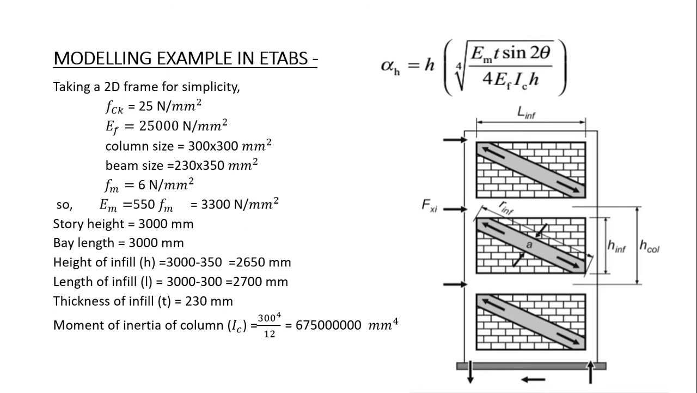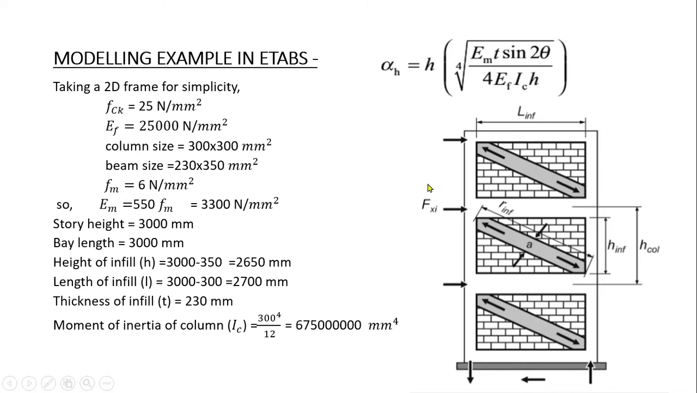We will take a 2D frame for simplicity in analysis and to understand the behavior of the strut which we will model. We will take the concrete strength fck equal to 25 Newton per mm square, and its modulus of elasticity is 25,000 Newton per mm square. We will take column size 300 by 300 mm square and beam size 230 by 350 mm square, and we will take the prism strength fm equal to 6 Newton per mm square.